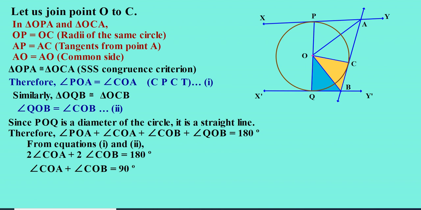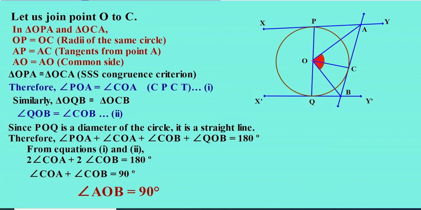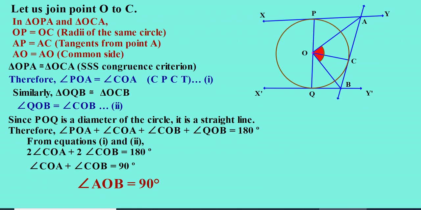Now look at the figure. What is angle COA plus COB? It is equal to angle AOB. So we can write angle AOB is equal to 90 degrees.